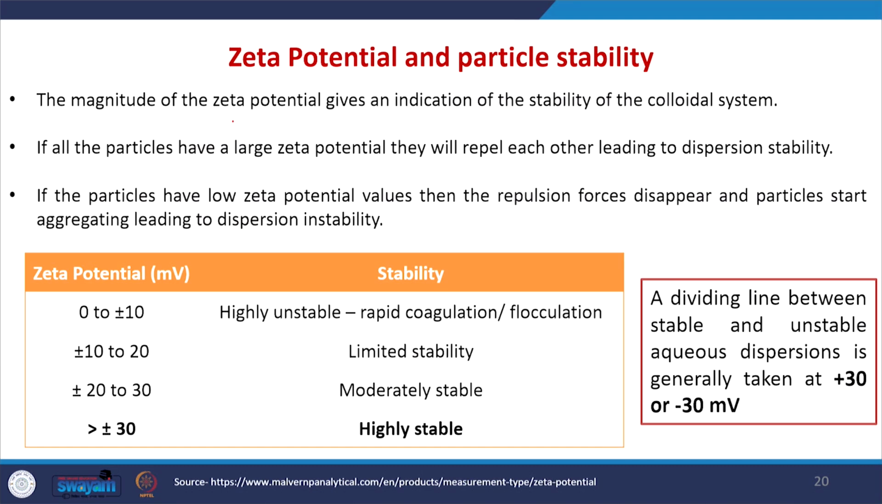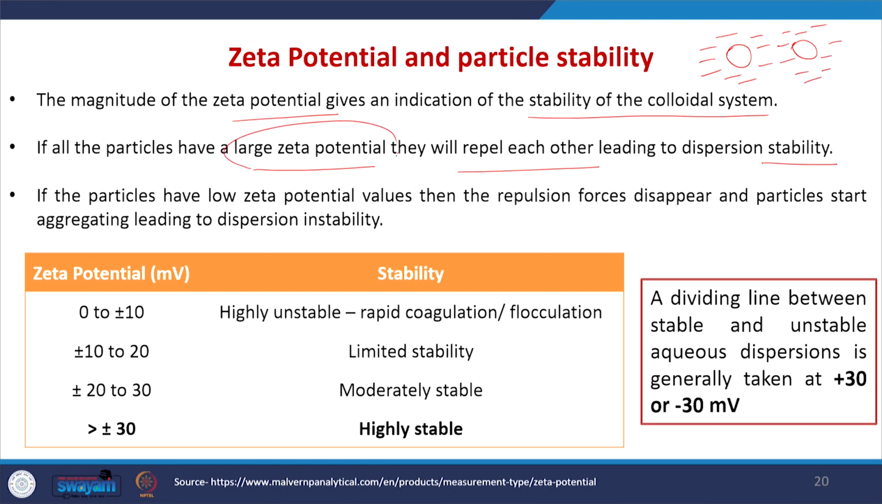Let us learn about zeta potential and particle stability. The magnitude of zeta potential gives an indication of the stability of the colloidal system. If all the particles have a large zeta potential, they will repel each other, leading to dispersion stability. It means if we have particles with uniform charge, and if we have a high charge, then these particles repel each other. That means you have a large zeta potential.